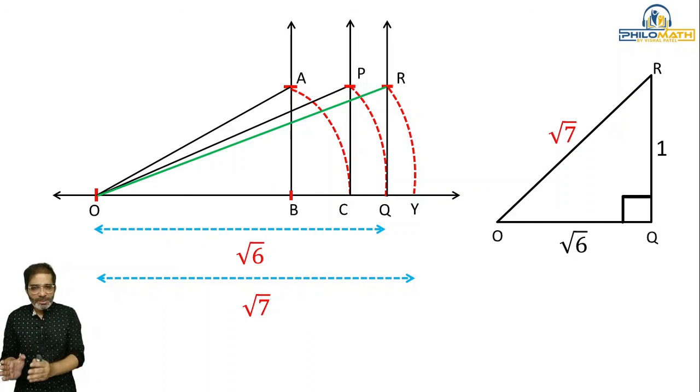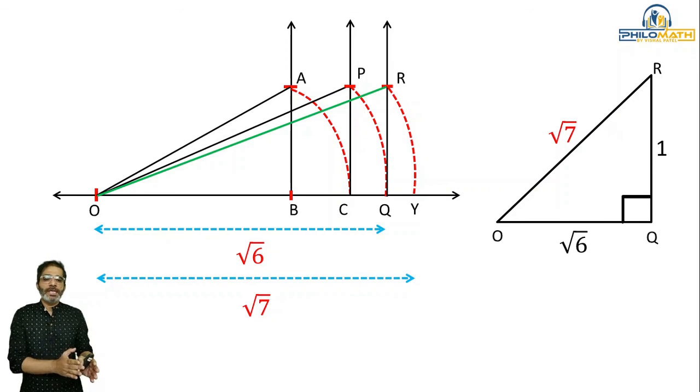So students, this is how we plot root 5, root 6 and root 7 on a number line. Okay, thank you.